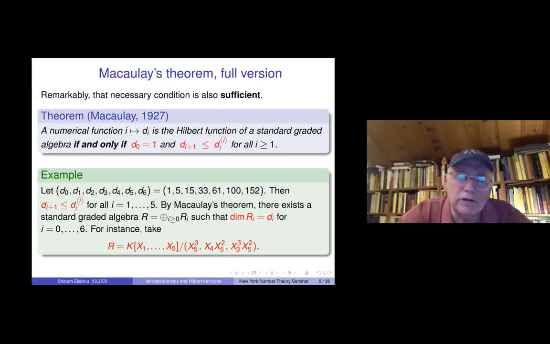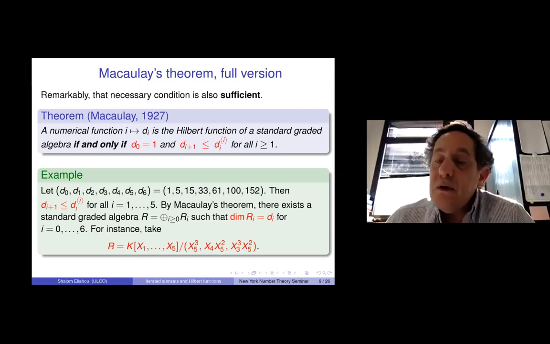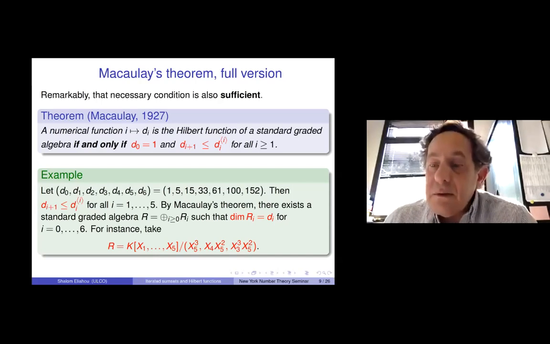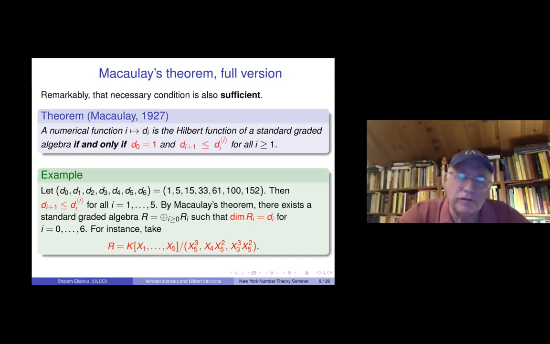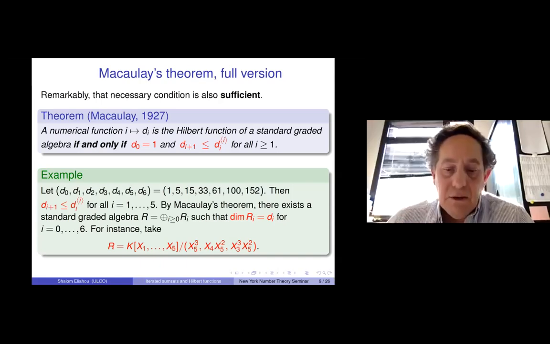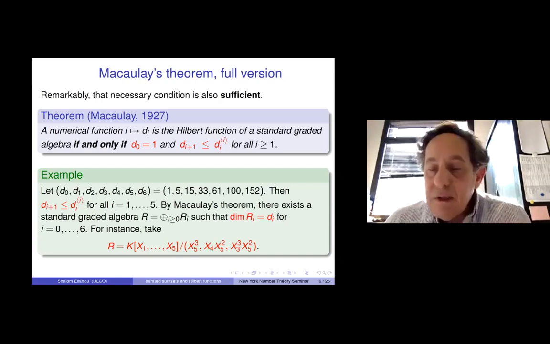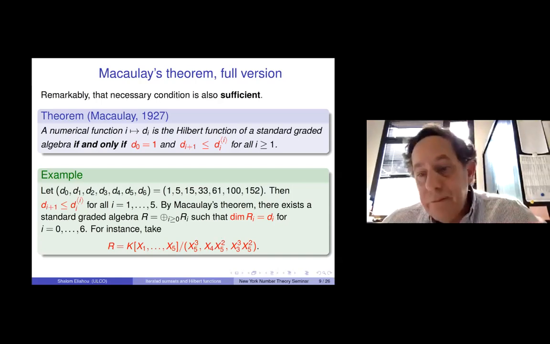Is this a homogeneous ideal? Yes, because it's generated by homogeneous polynomials. Oh, so they do not have the same degree. Yeah, exactly. It is a homogeneous ideal because it's generated by homogeneous polynomials of various degrees.